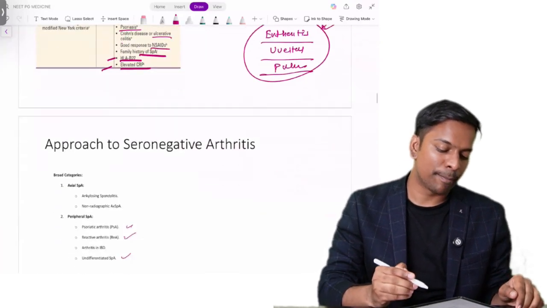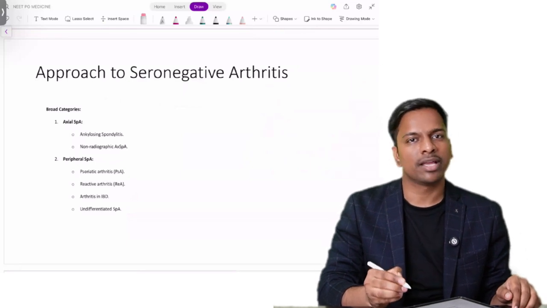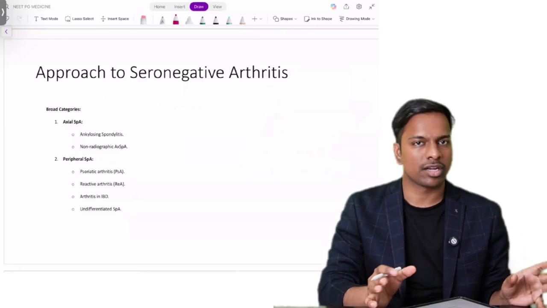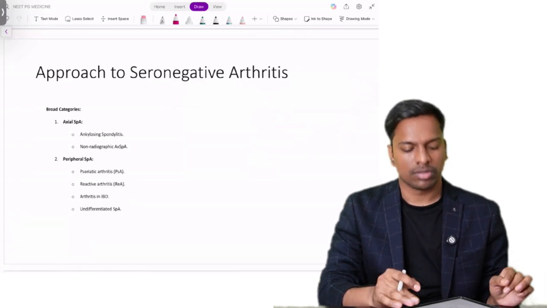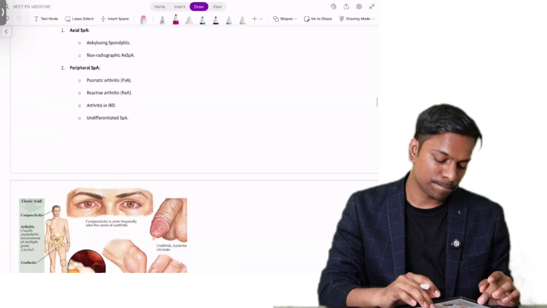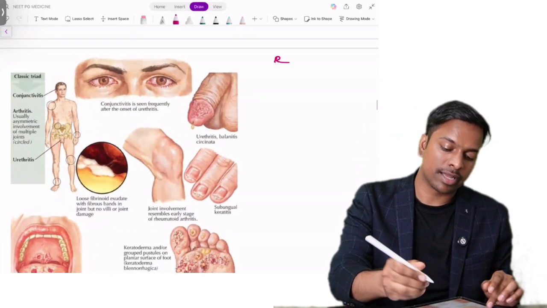Now, coming to the approach to other seronegative arthritis. As I said, the main and important one starts with reactive arthritis. First we have reactive arthritis, then psoriatic arthritis, then IBD-associated arthritis, then SAPHO. So here we have the first one, the famous reactive arthritis.